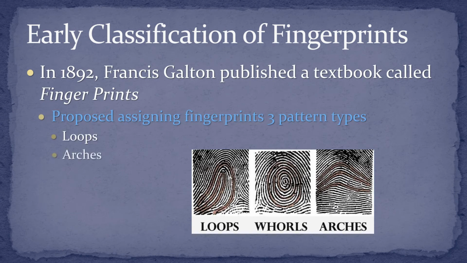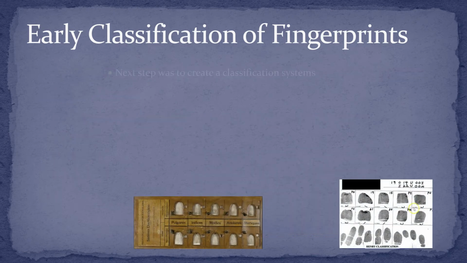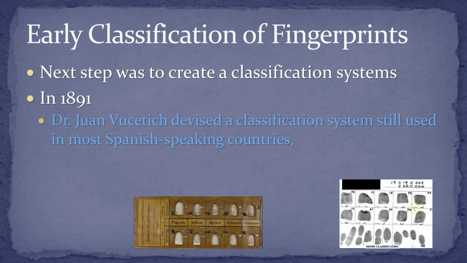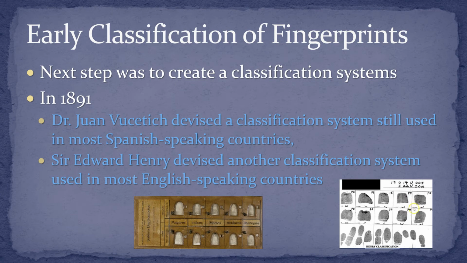In 1892, Francis Galton published a textbook called Fingerprints, and this was the first to propose assigned fingerprint patterns, 3 of them, which we'll discuss later: loops, arches, and whorls. But once this was developed, the next step was to create a classification system, and the system needed to be capable of filing many thousands of prints in a logical and searchable sequence.